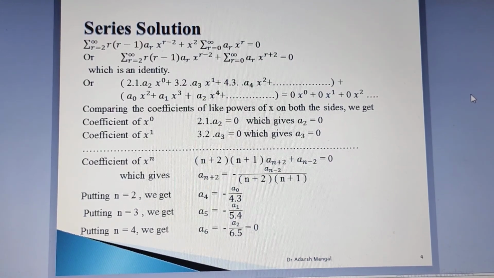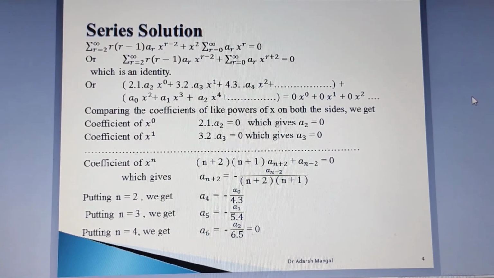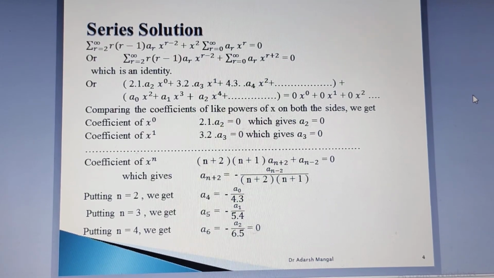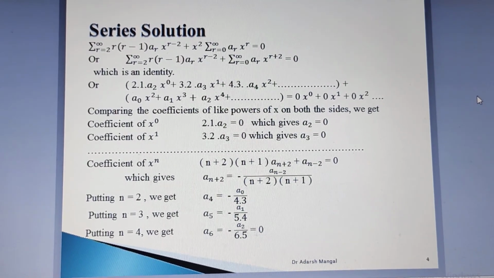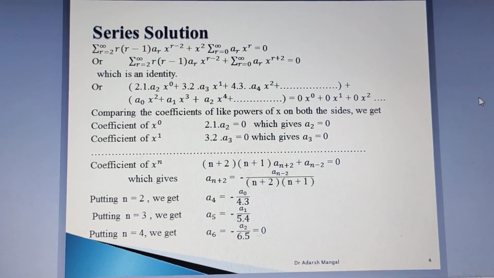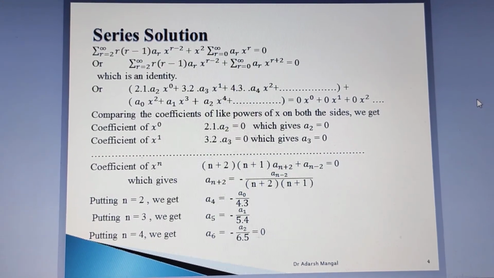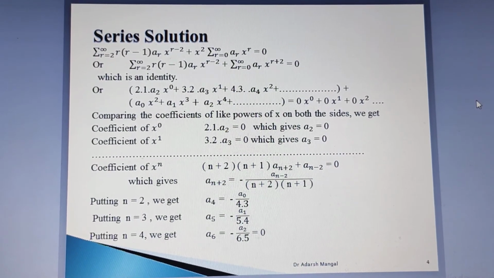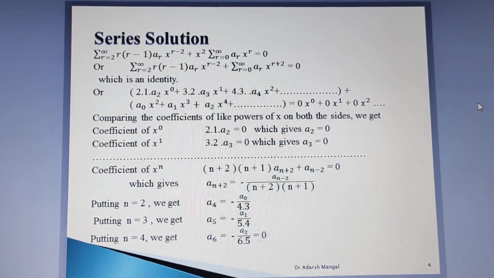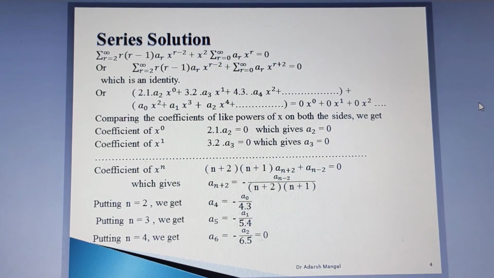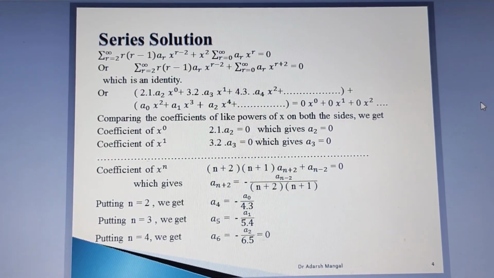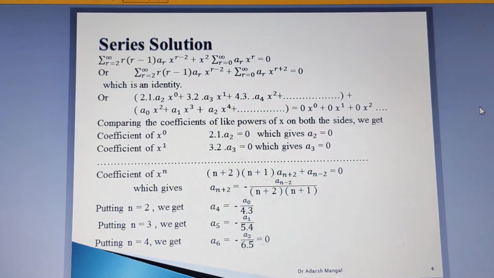Firstly, we have to compare x power 0, the coefficient of x power 0. Right hand side it is 0 and left hand side it is 2 into 1 into a2, which gives a2 is equal to 0. Now coefficient of x power 1, in the left hand side it is 3 into 2 into a3. In the right hand side it is 0, so that a3 becomes 0.